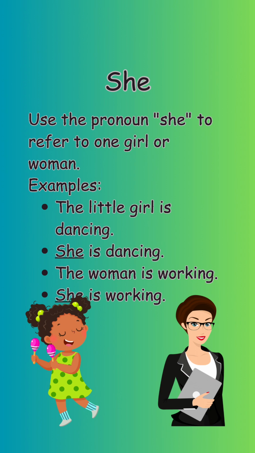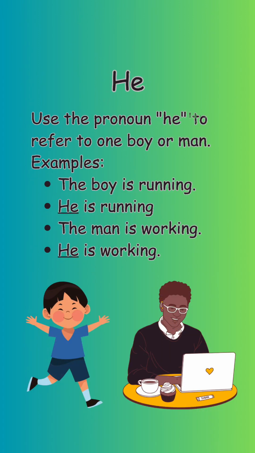Examples: the little girl is dancing. She is dancing. The woman is working. She is working. He. Use the pronoun he to refer to one boy or man. Examples: the boy is running. He is running. The man is working.